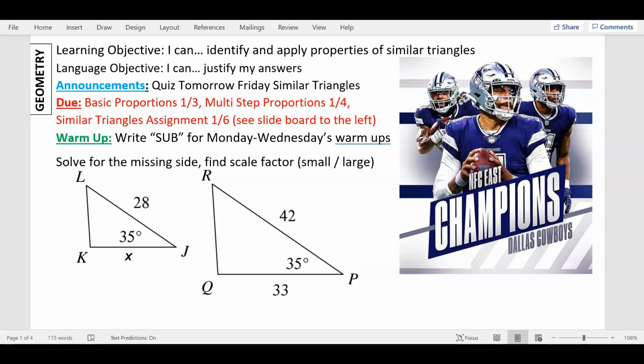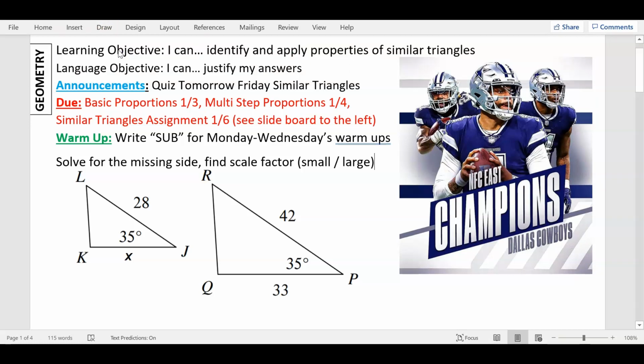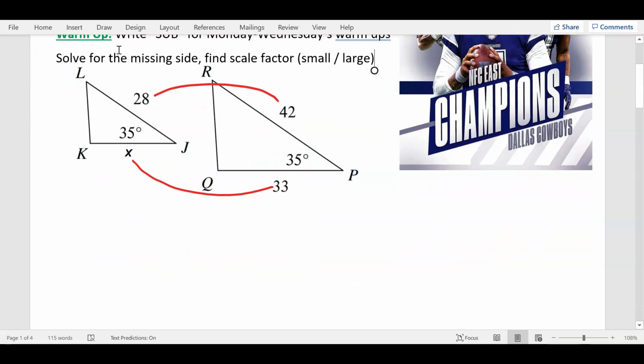So first things first, we want to connect corresponding sides. 28 goes to 42, x goes to 33. So what I'm going to do is set up those two fractions, left to right. 28 goes to 42, so make that a fraction. Don't forget equals, and then left to right again, x goes to 33, so x over 33. You can set it up correctly.